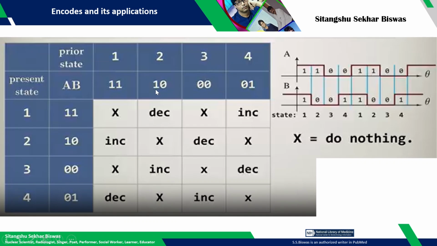There is another case, the decreasing counter. This happens when the present state is equal to 1 and the previous state is equal to 2, and when the present state is equal to 2 and the previous state is equal to 3, and when the present state is equal to 3 and the previous state is equal to 4, and last, when the present state is equal to 4 and the previous state is equal to 1. Other than all these cases, it's called a don't care condition. The encoder will do nothing.